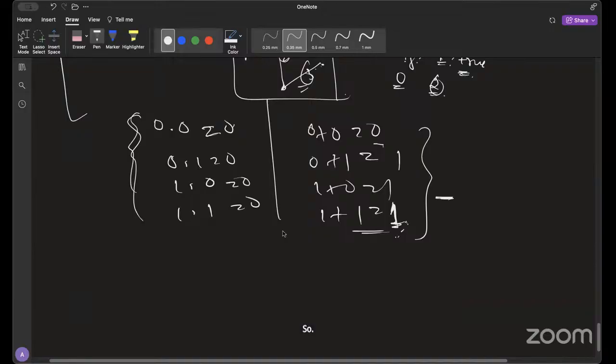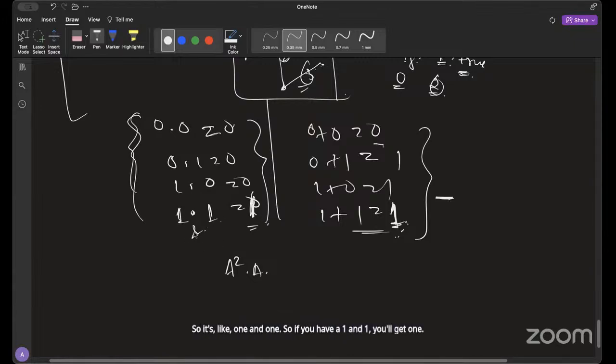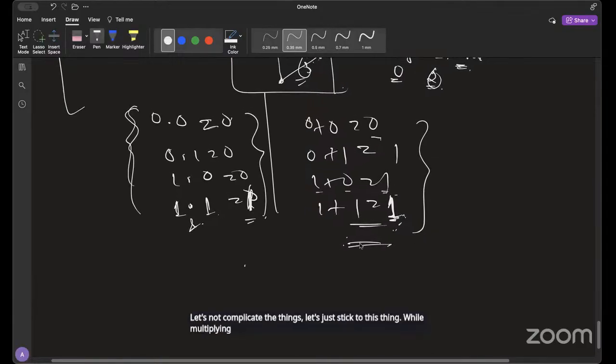So A cubed would be A square into A, right? Yes, it's A square into A. 1 into 1 is 0 or 1? Here we consider it 1. The matrix multiplication is the usual one. The multiplication basically represents an AND, so 1 and 1 gives you 1. And the addition represents OR. Even if you have a 1 in one of these, you still get a 1 here. That's Boolean algebra. You don't have to get into that. You just have to remember these things. Let's not complicate things. While multiplying the matrices, you'll have to do this.